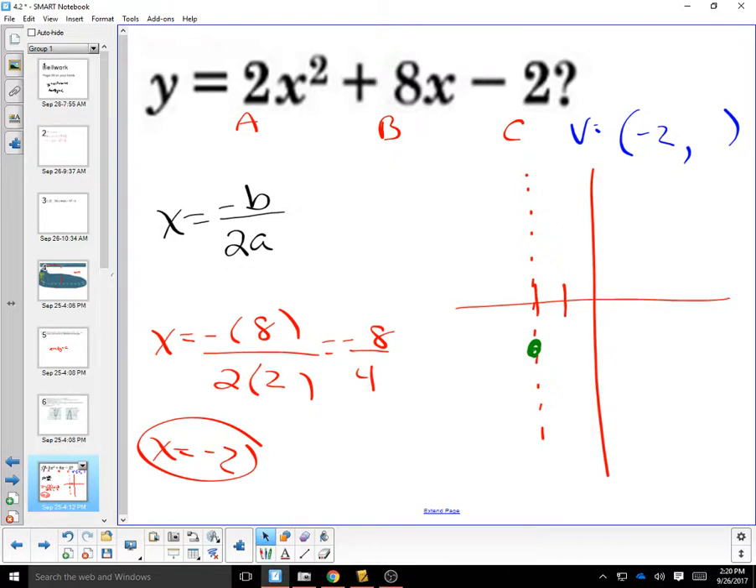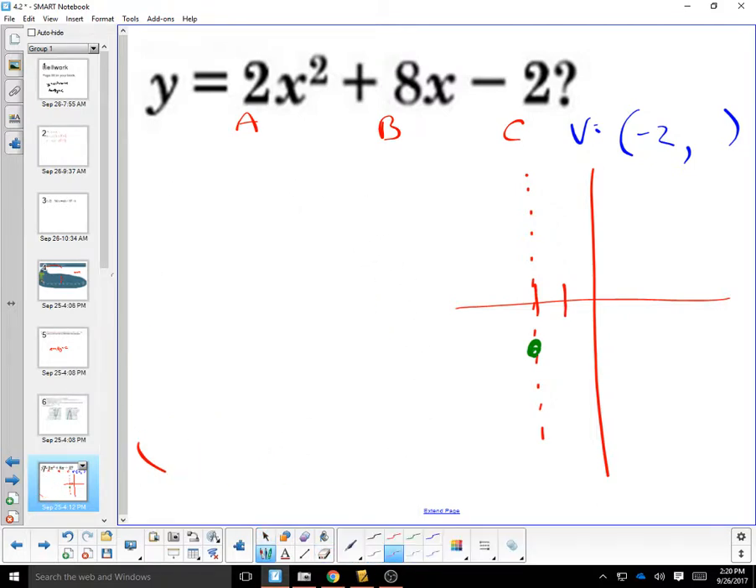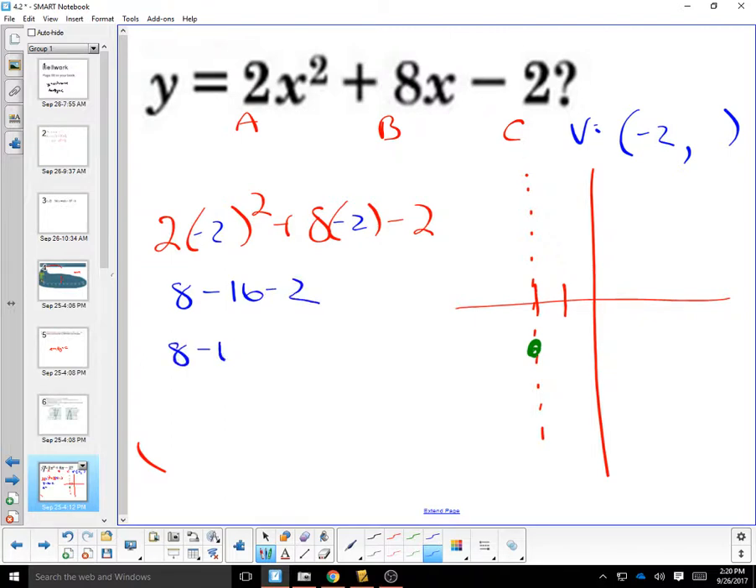Question. I have x. How do I get the corresponding y? You plug it in. So 2 times something squared plus 8 times something minus 2. And what goes into that something? Negative 2. So negative 2 squared is 4. 4 times 2 is 8. 8 times negative 2 is negative 16, minus 2 more. I've got 8 minus 18. Looks like we got negative 10. So my vertex, my friends, is at negative 2, negative 10.